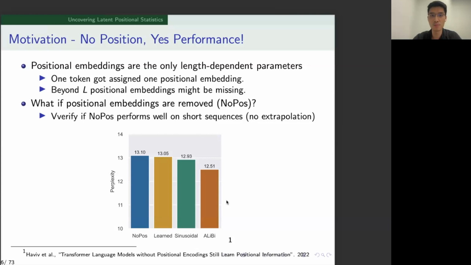So I wanted to know a little bit deeper about this. Like, why can this model perform so well without positional embeddings? How did the model encode positional information in its parameters or architecture?